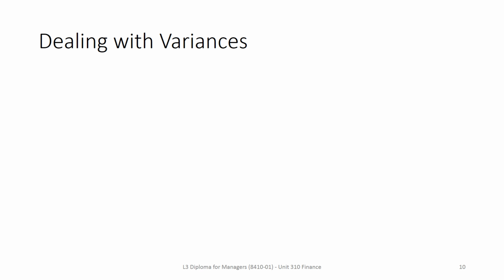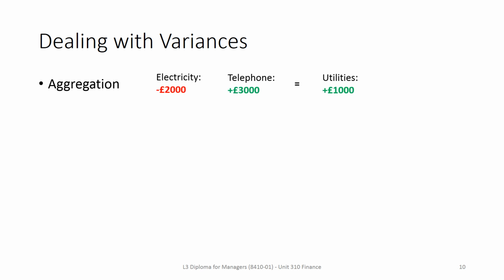Some variances can simply be eliminated through a process of what they call aggregation. So, for example, you've got a negative spend on electricity, so you're £2,000 over on your electricity expenses, and your telephone expenses and other utility is £3,000 less than you expected, so you're £3,000 up. Well, if we aggregate those two together and make them one line in the budget under utility expenses, then it would be a positive net of £1,000. So aggregation just gets rid of that straight away.